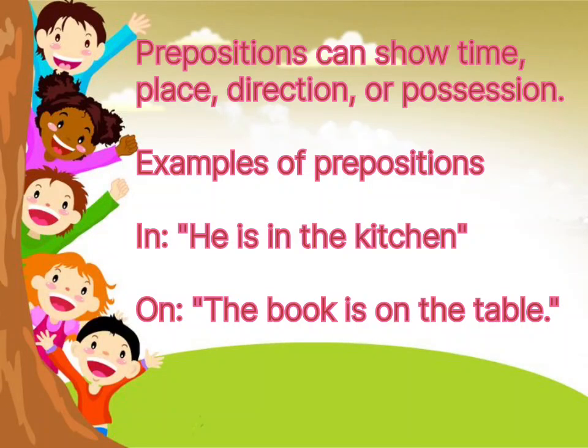Now prepositions can show time, place, direction and position. prepositions हमारे time को show करते हैं, place को, directions को and positions को. Now let's learn with the example. He is in the kitchen. Preposition is in. The book is on the table. What is the preposition? On. So these both the prepositions show the position or place of the noun or a pronoun.